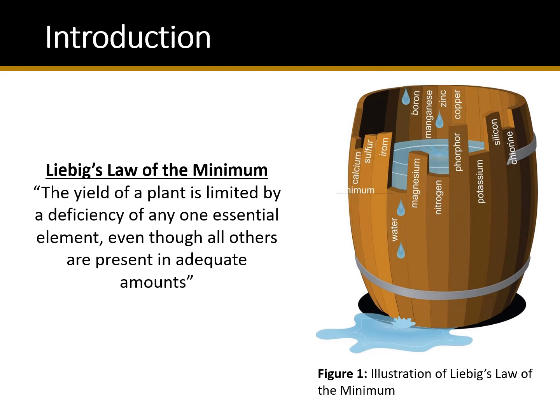Imagine that a corn plant's optimal yield potential is represented by the brim of the barrel. In order to reach those optimal yields, all nutrients need to be present at adequate levels. Yields are reduced if one or more of those resources are deficient.